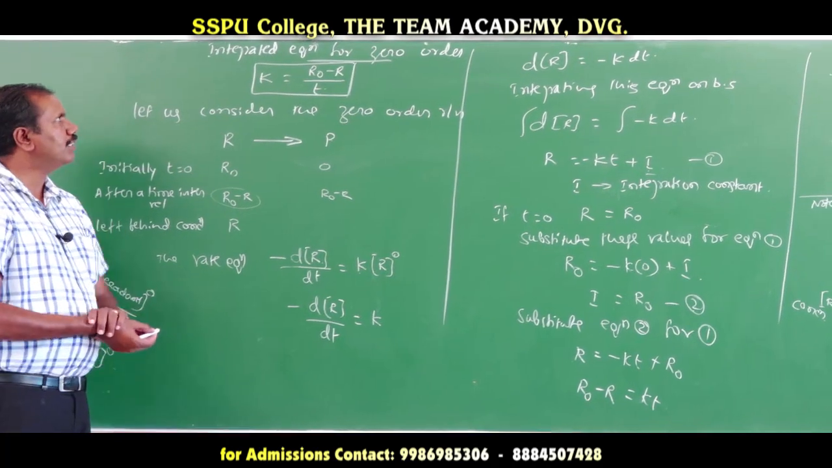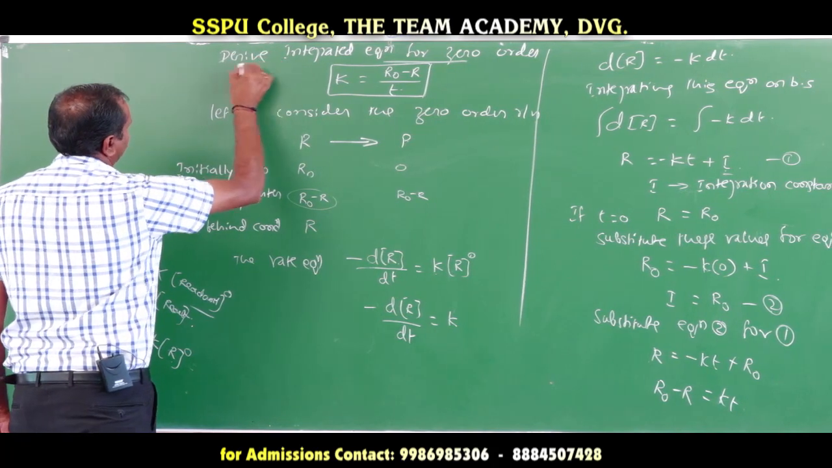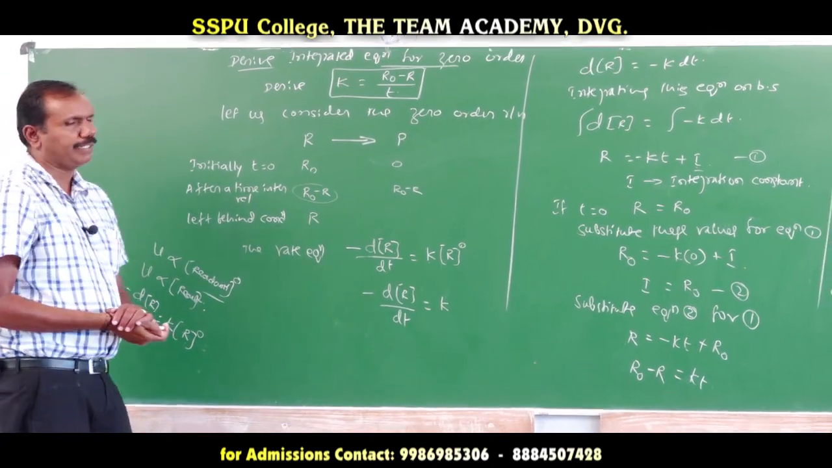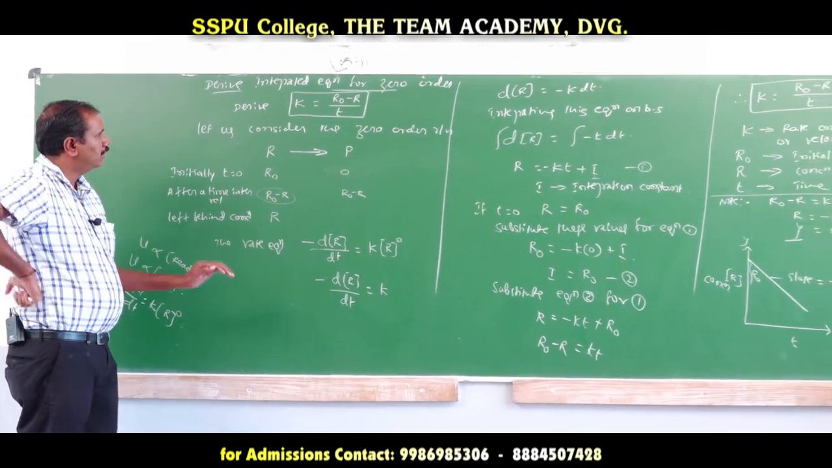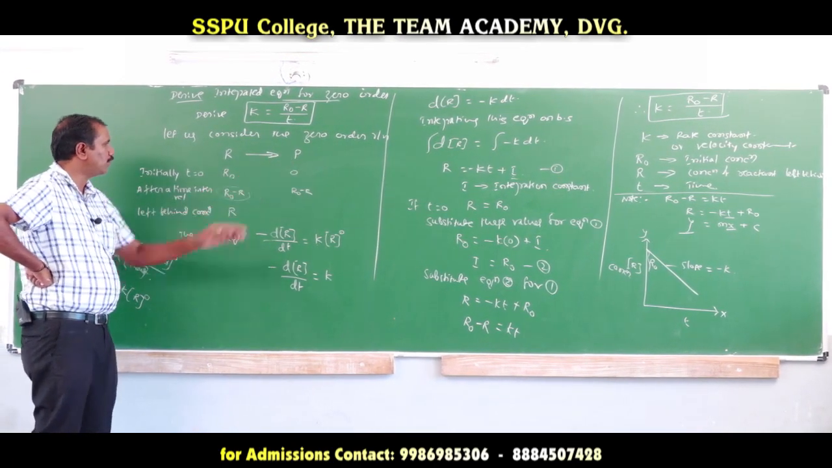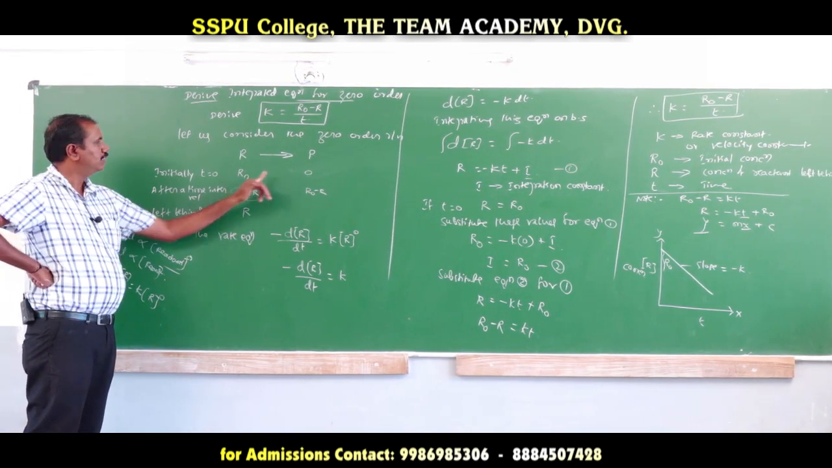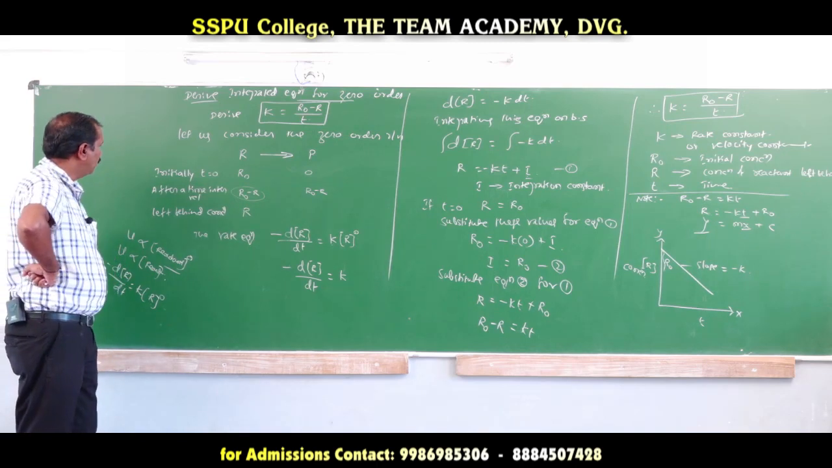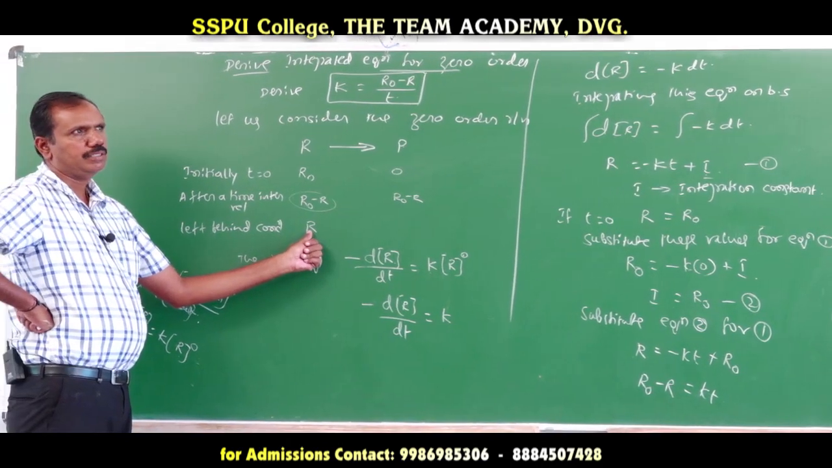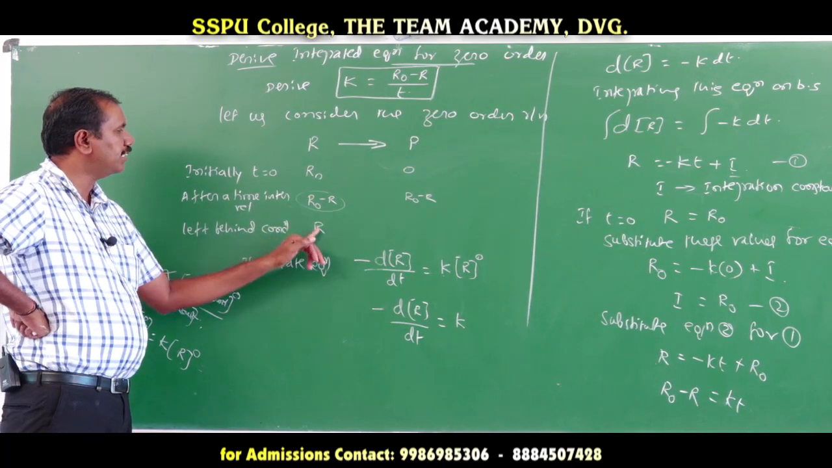Derive the integrated equation for zero order reaction, where k is equal to R naught minus R divided by t. Let us consider the zero order reaction where R gives product. Initially, when time is 0, the R concentration is R naught and the product concentration is 0. After a time interval, the left-hand concentration is R, and the reactant that has reacted becomes R naught minus R.